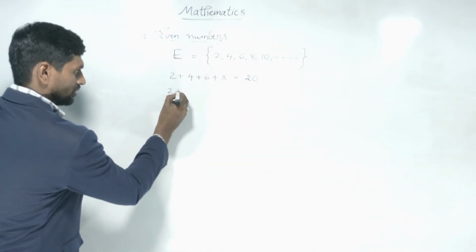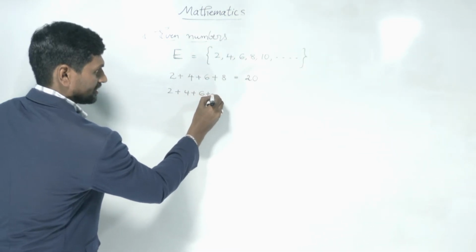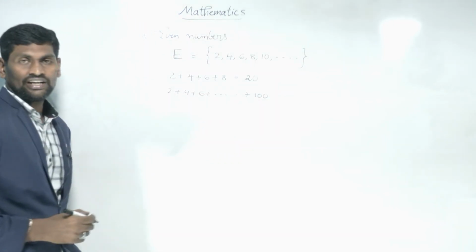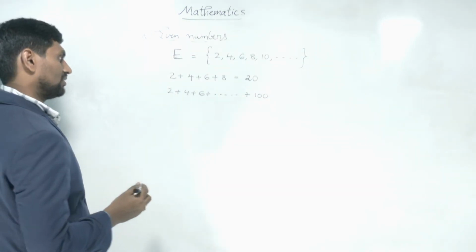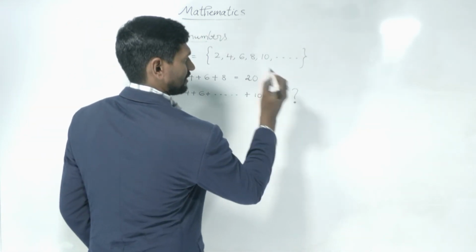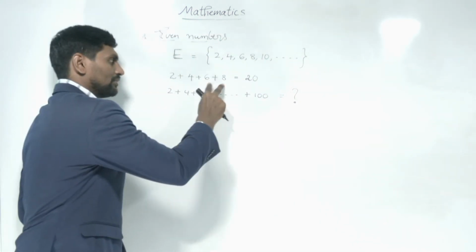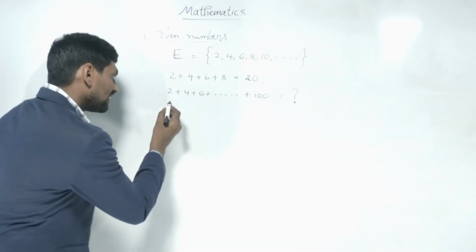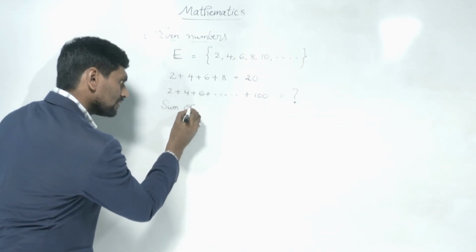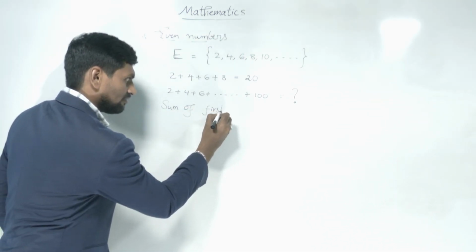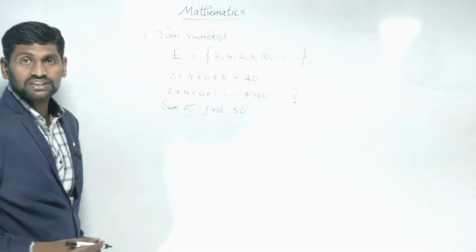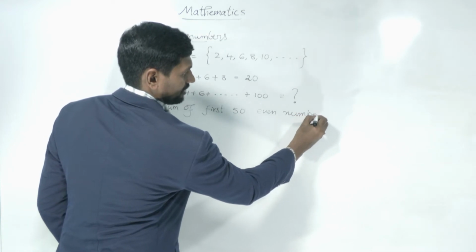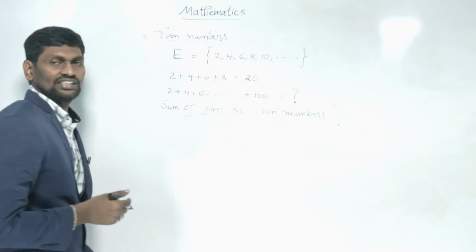Okay. Now 2, 4, 6 and so on. 100 is the 50th even number. What is the answer? Like 4 numbers we can easily add. If the question is asked, the sum of the first 50 even numbers is dash.